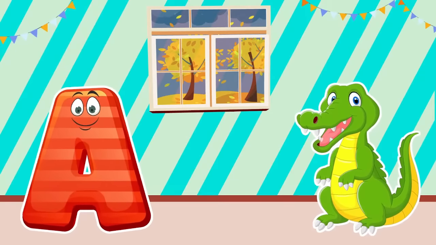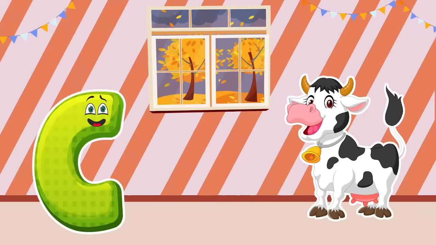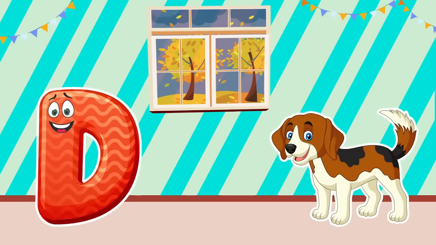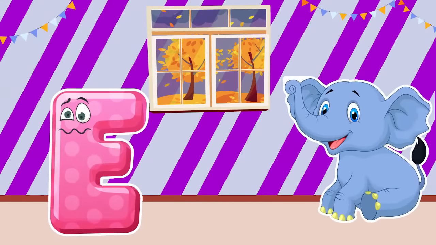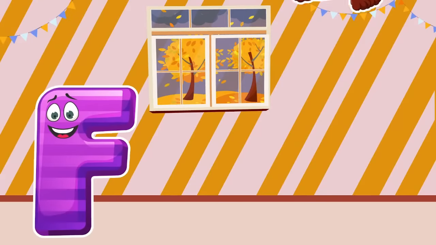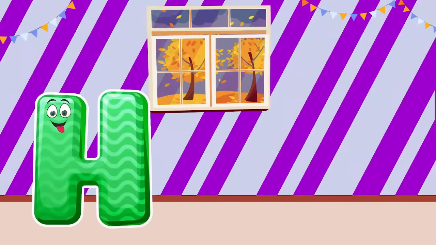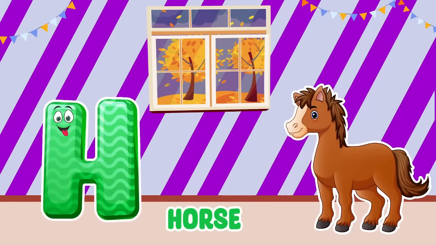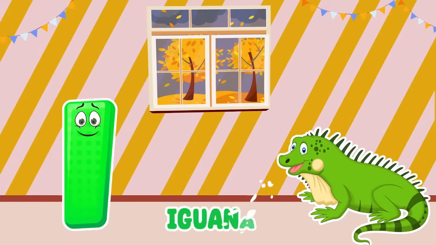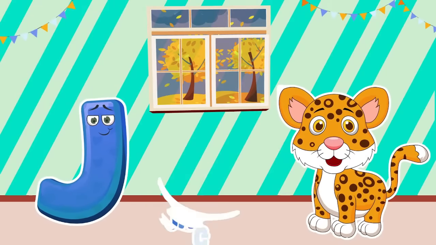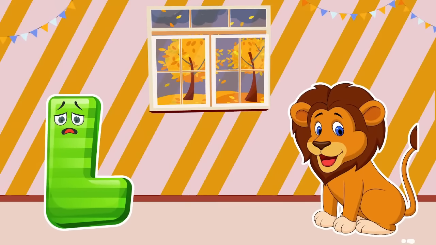For alligator. Alligator. B is for bear. Bear. C is for cow. Cow. D is for dog. Dog. E is for elephant. Elephant. F is for fox. Fox. G is for giraffe. Giraffe. H is for horse. Horse. I is for iguana. Iguana. J is for jaguar. Jaguar. K is for kangaroo. Kangaroo. L is for lion. Lion.